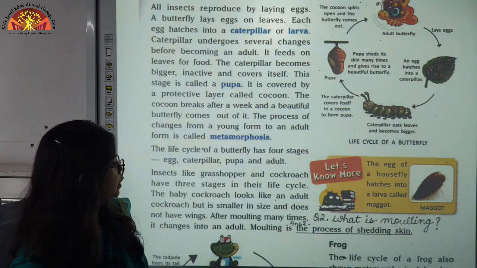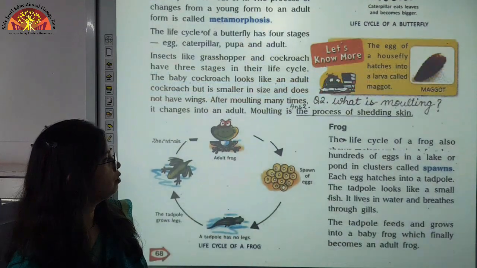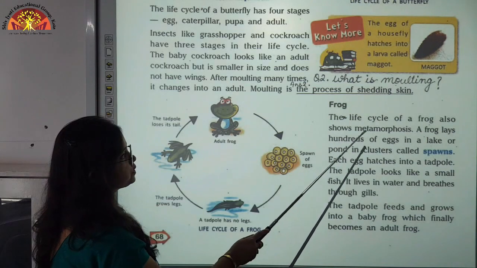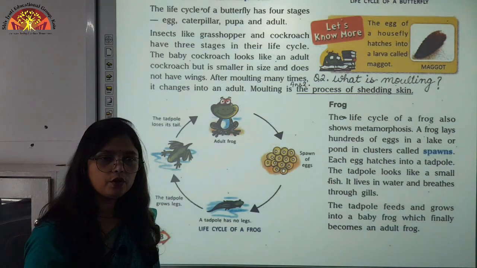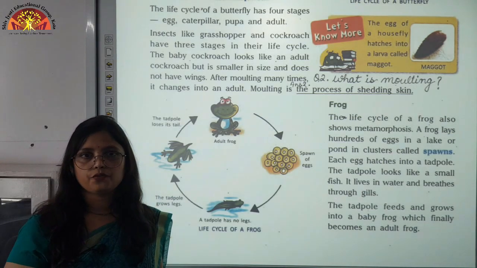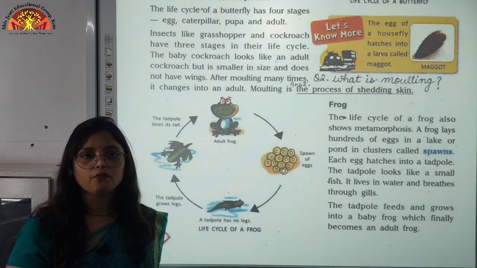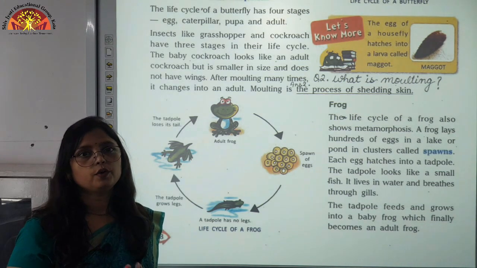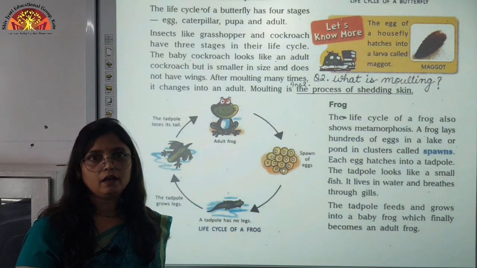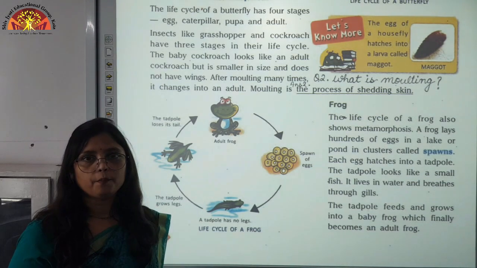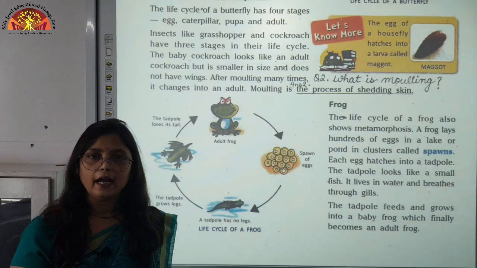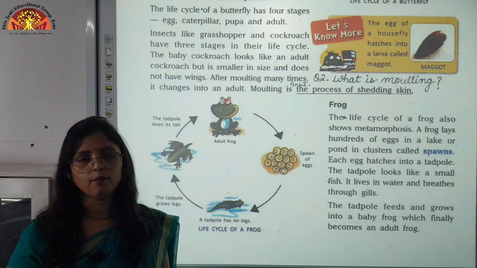Now let's move further to the life cycle of a frog. Now you can see here, the life cycle of a frog also shows metamorphosis. Now one more term is here, which is called metamorphosis. So children, metamorphosis means change in the form of a young organism to develop into an adult. Like we have seen in the case of a butterfly, the caterpillar has changed its form to form a pupa, then the pupa has undergone several changes and become an adult butterfly. So this is called metamorphosis.